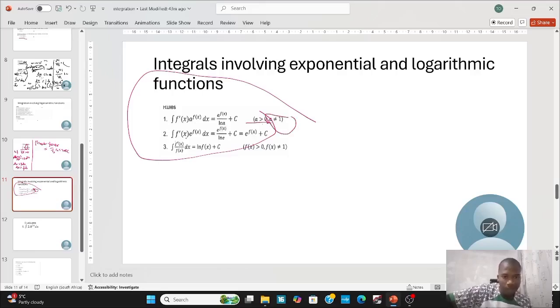Then the second one states that the integral of f prime of x e to the power f of x dx is equal to e to the power f of x divided by the natural logarithm of e, which is equal to e to the power f of x plus c, right? Then the other one is f prime of x over f of x dx is equal to the natural log of f of x plus c, where f of x is greater than 0 and it is not equal to 1, right?